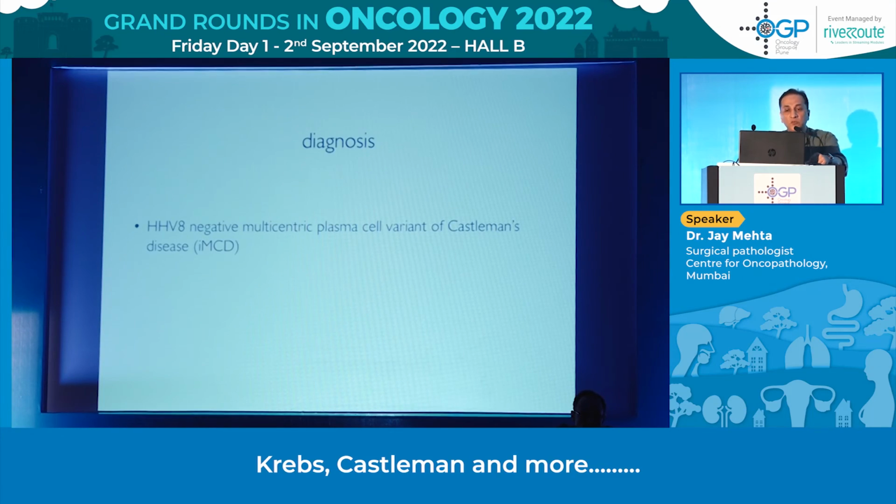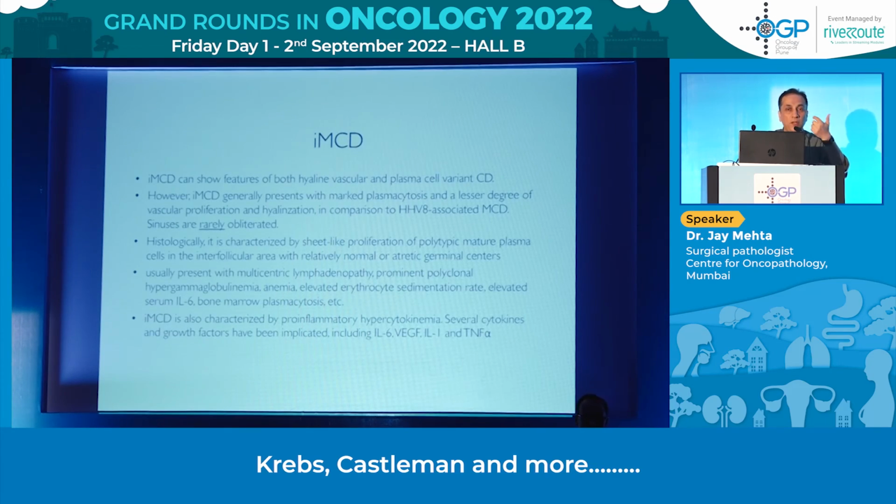So this was an HHV8 negative multicentric plasma cell variant of Castleman disease, or the idiopathic MCD, which is what it is called now. So this particular variant can show you features of both hyaline vascular variant and the plasma cell variants. However, it generally presents with marked plasmacytosis and a lesser degree of vascular proliferation. And that's in comparison to the hyaline vascular variants. The sinuses again are rarely obliterated. They're almost always obliterated in the hyaline vascular variant.